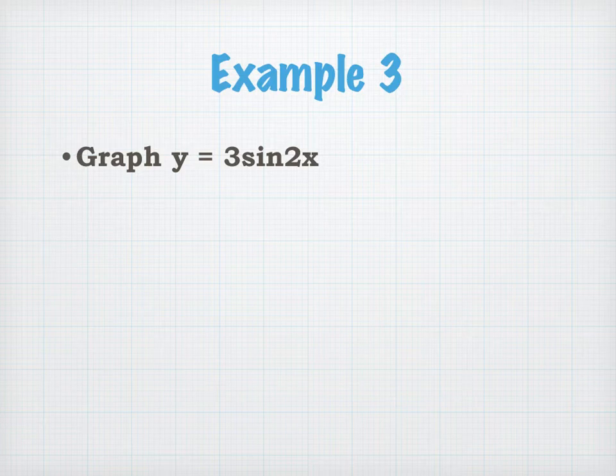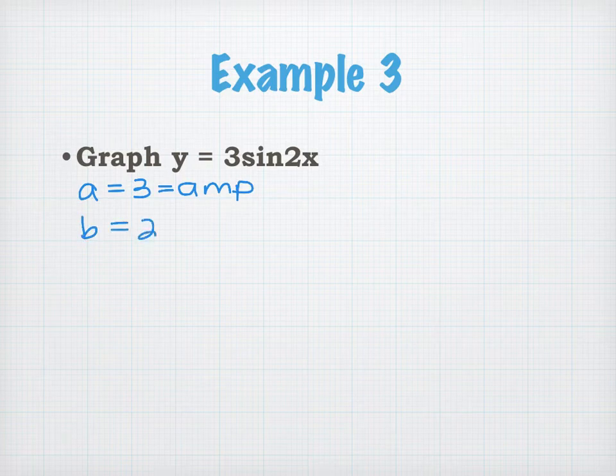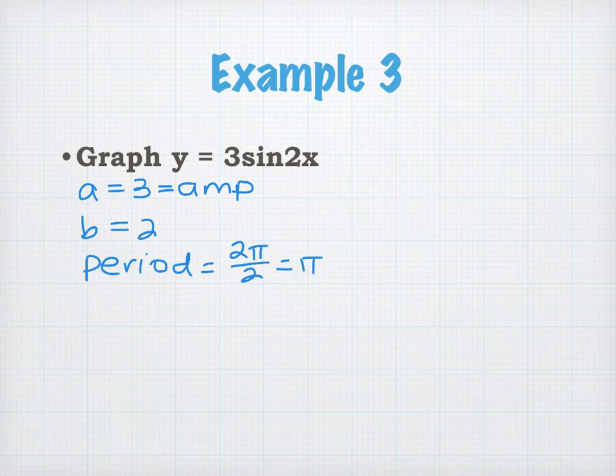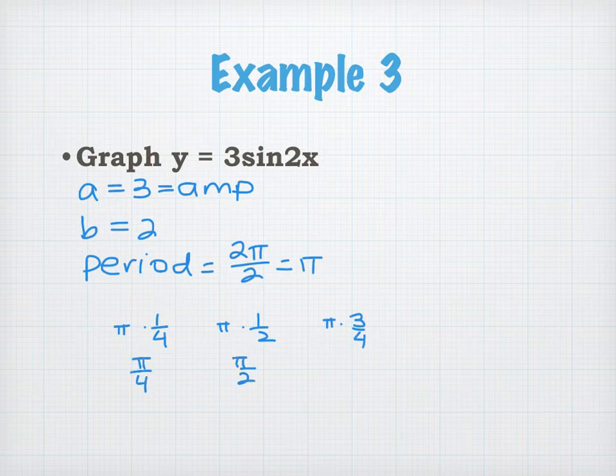All right, so now we've got a change on our amplitude and on our period, right? So my A is 3, which is my amplitude. My B is now 2, which means my period is 2 pi over 2, which is pi. So I take that pi, I multiply it times a fourth, times a half, and times 3/4. I get pi over 4, pi over 2, 3 pi over 4. I start with 0, I end with the period, which is pi.